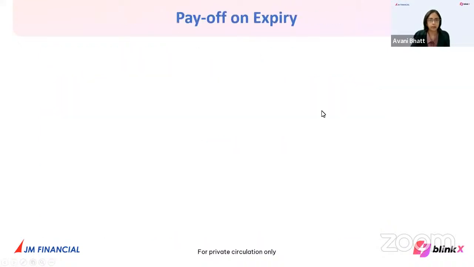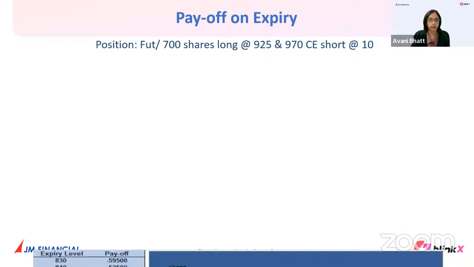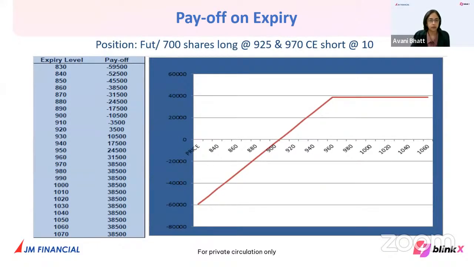So what is going to happen on expiry, on July expiry? Month end will come, so what will our position be? So this is the scenario.